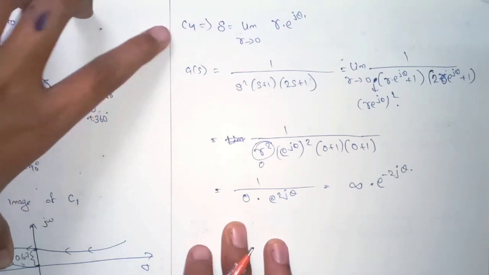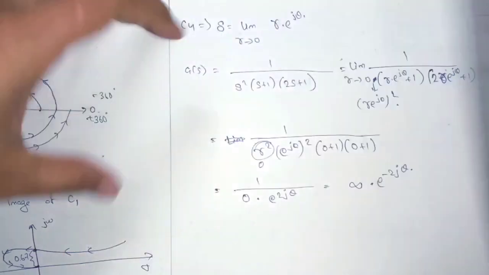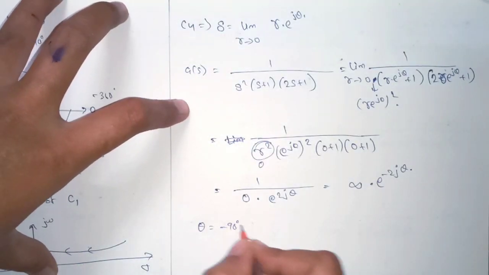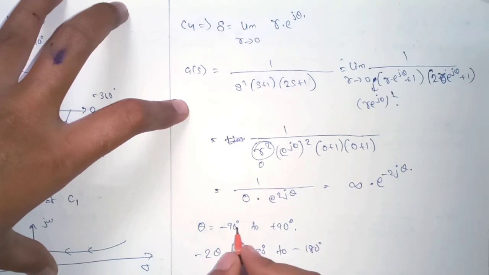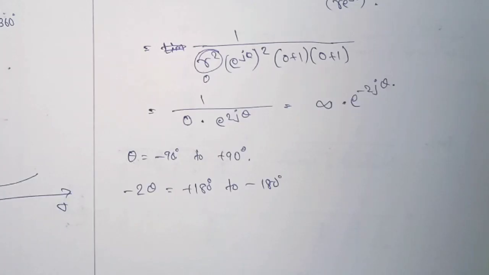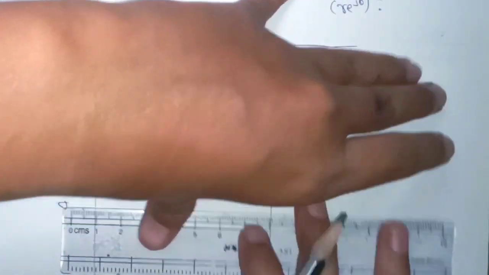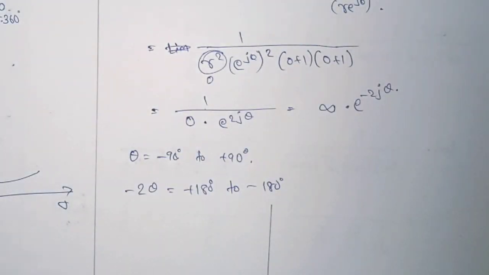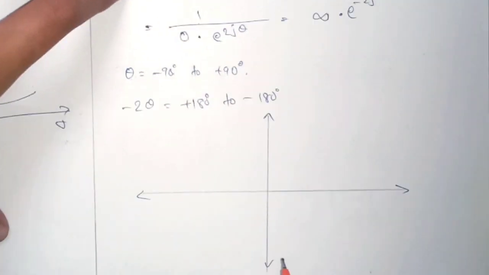Now for C4 contour, it is traveling from minus 90 to plus 90. So this theta is going from minus 90 to plus 90, and this minus 2 theta will go from plus 180 degrees to minus 180 degrees. We multiplied this with minus 2. And when we will draw this C4, the magnitude will be infinity and the phase will go from plus 180 to minus 180.